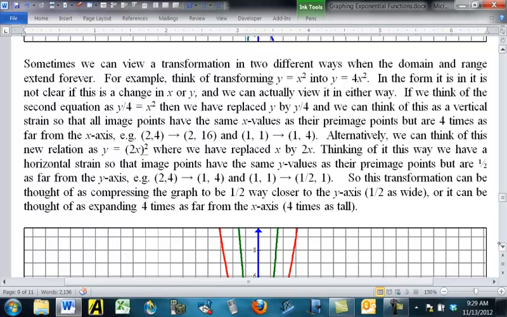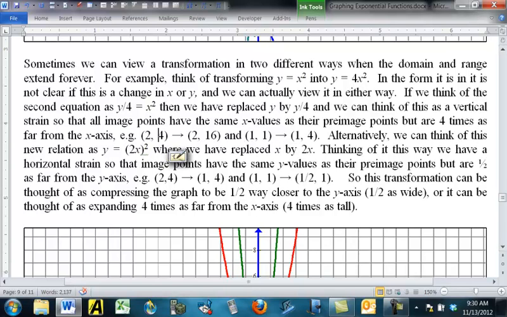If you think of it this way, it's a horizontal strain, but this time it's a compression, so it's half as wide, or halfway closer to the y-axis. So if you think of pre-image to image, we'll think of the same two pre-image points, (2, 4) and also (1, 1). But this time, what are we doing? We're leaving the y's alone and multiplying the x's by a half. So (2, 4) leaves the 4 alone, and half of 2 is 1.